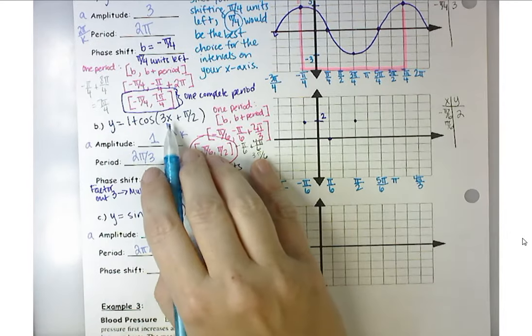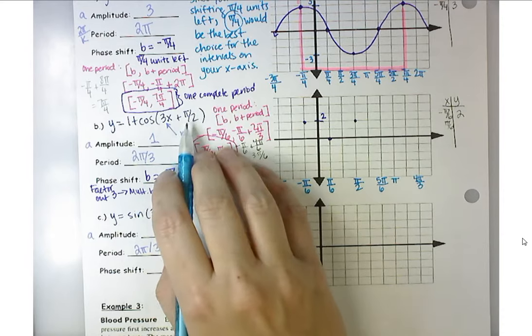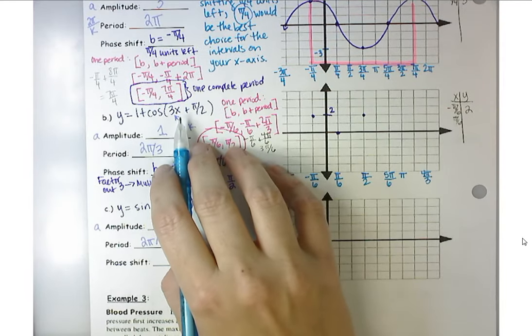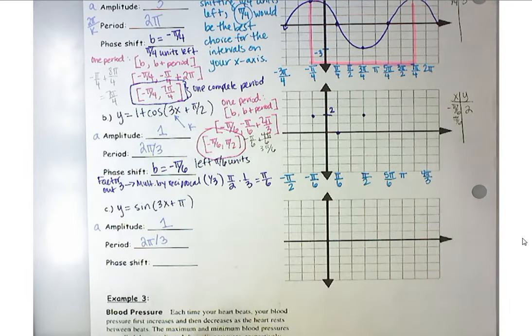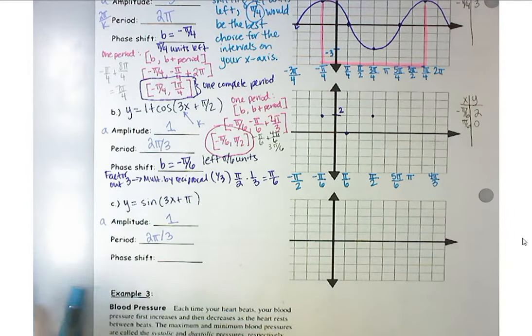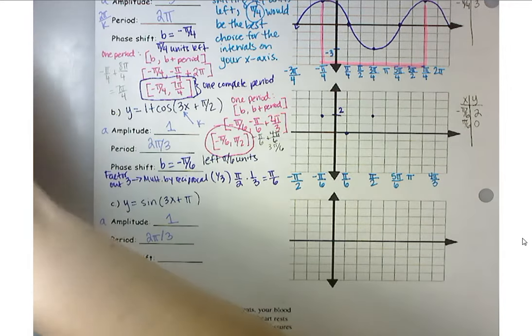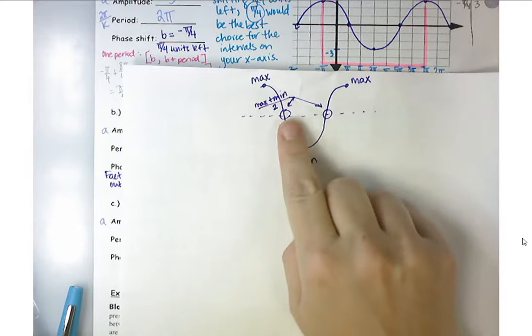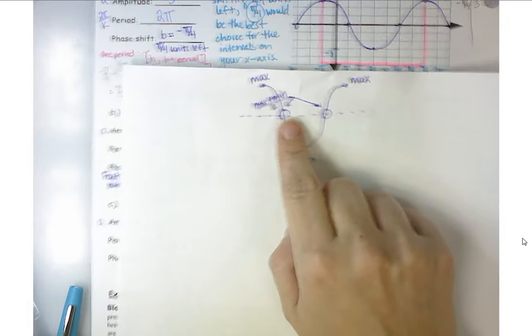And if I wanted, I could also just plug in pi over 6 here. And if I did that, I'd have pi over 2 plus pi over 2, which is pi. Cosine at pi is going to be negative 1. Negative 1 plus 1 is how you get 0. Right? So then, like I told you before, halfway in between those, on the original graph, it hits the x-axis, but we have a shift, which means that we have to find the middle point.